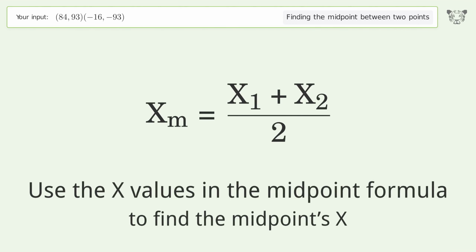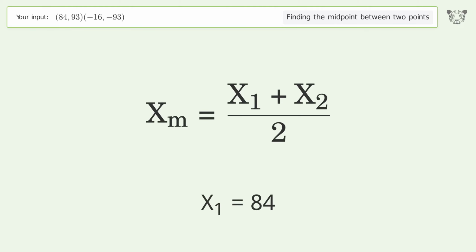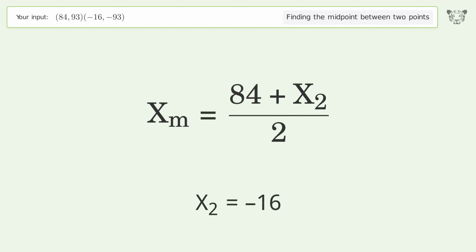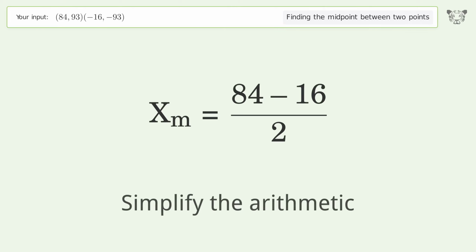Use the x values in the midpoint formula to find the midpoint's x. x1 equals 84. x2 equals negative 16. Simplify the arithmetic.